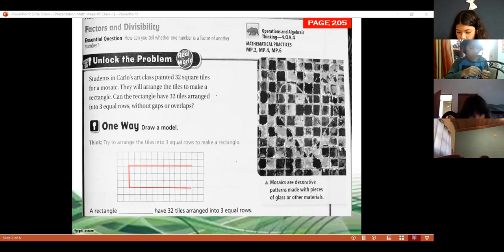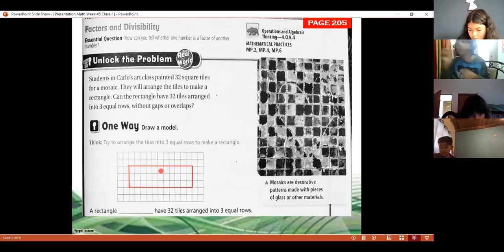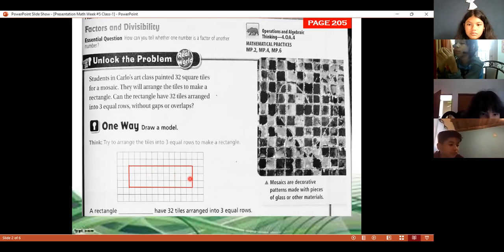Okay, so I have that 11 here. Now, how many do I have here? Let's count. 1, 2, 3, 4, 10, 11. I have 11 in the first row. How many do I have in the second row? I have 11 also. So 11 plus the 11 that I have, class, it's 22.